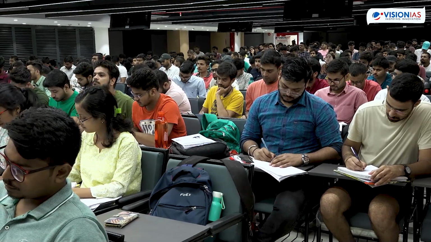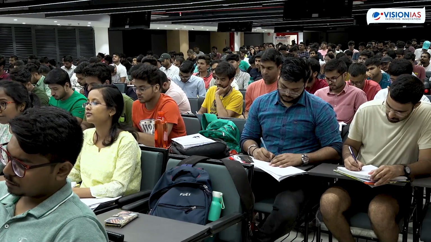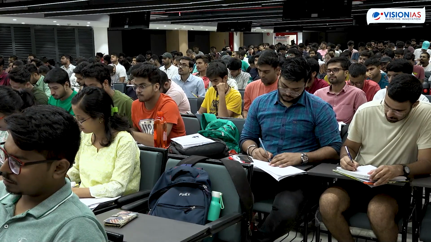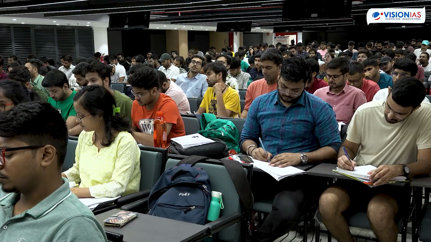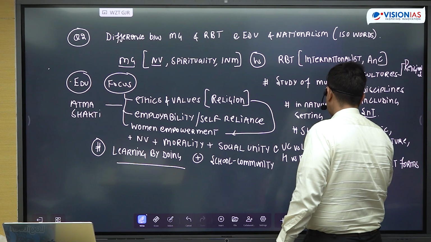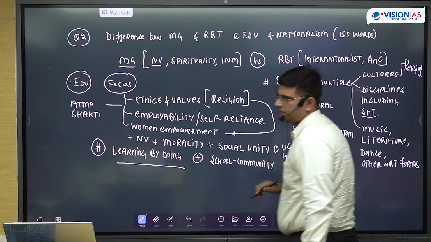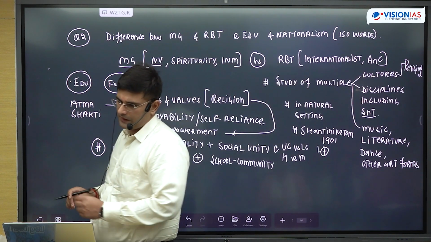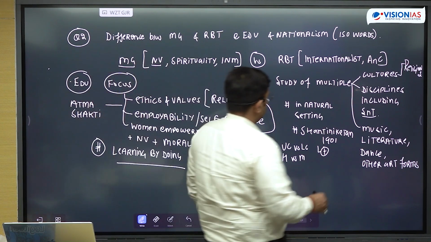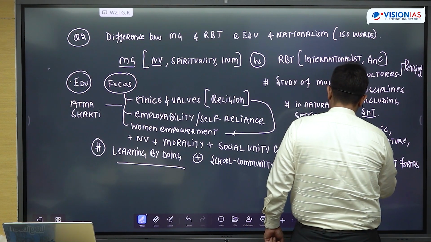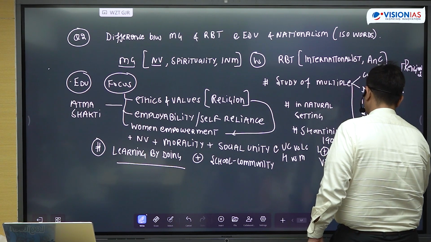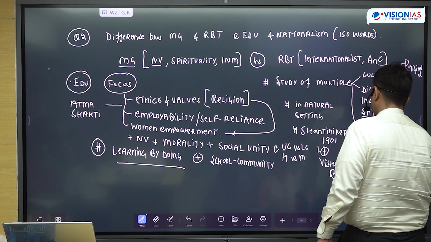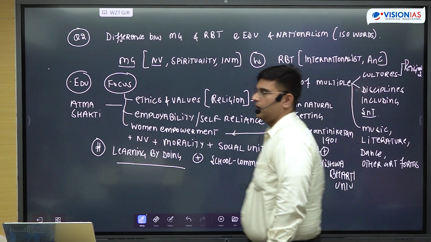You can give certain examples also that Rabindranath Tagore ji, for example, he established Shanti Niketan in 1901, and later on he also started a university, Vishwa Bharati University, right? So Vishwa Bharati University was set up. So some examples you can give.